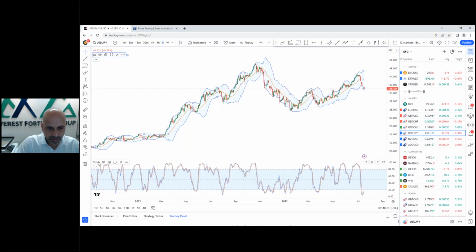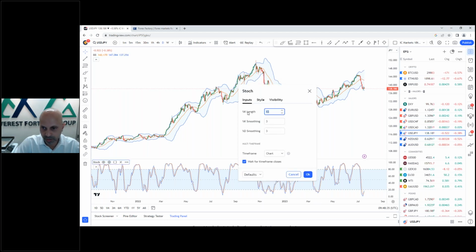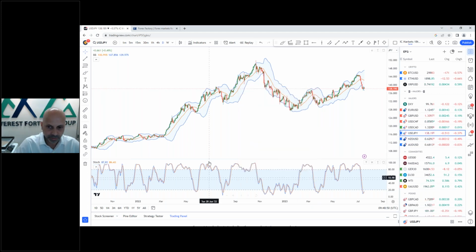And for stochastic, I like to use 20 for the length, and a value of 3 for the smoothing parameters. I find that that helps me to identify potential entries and exits, or overbought and oversold positions, together with Bollinger Bands as well. Of course, you can use other indicators that you're used to.